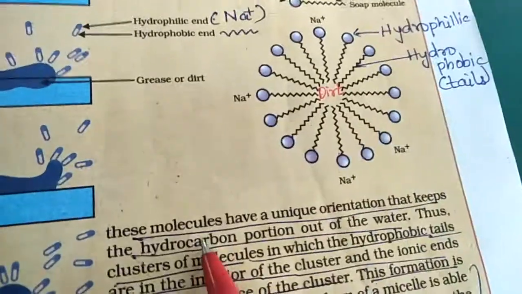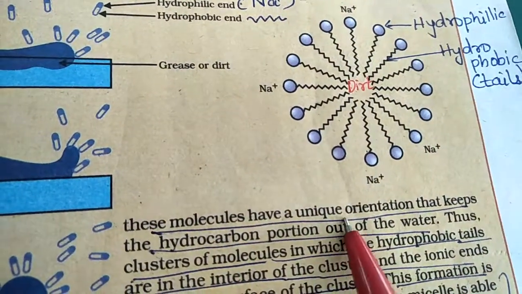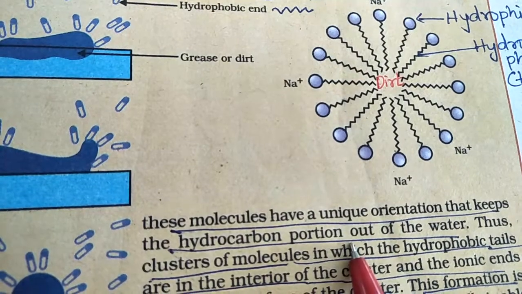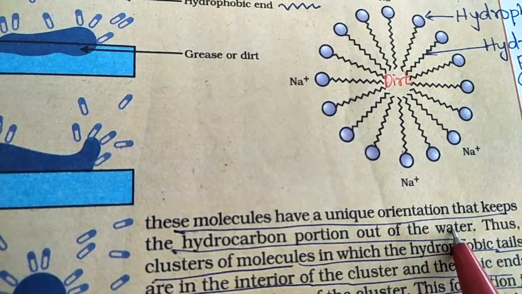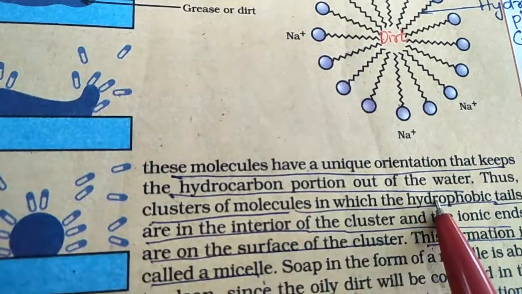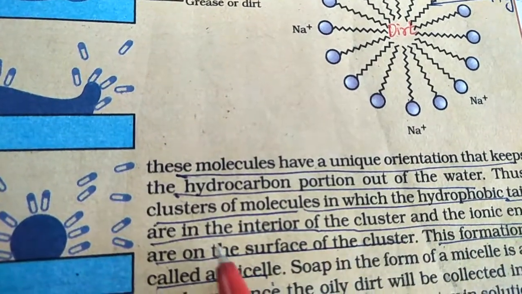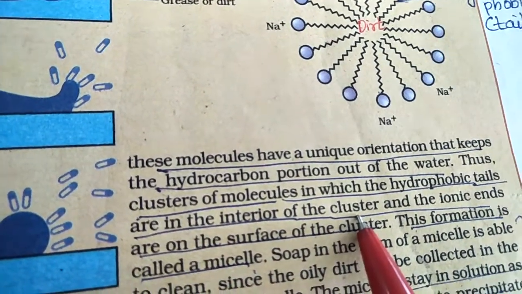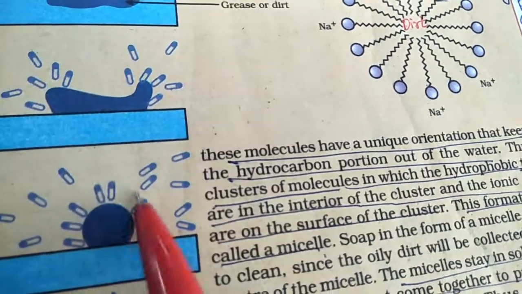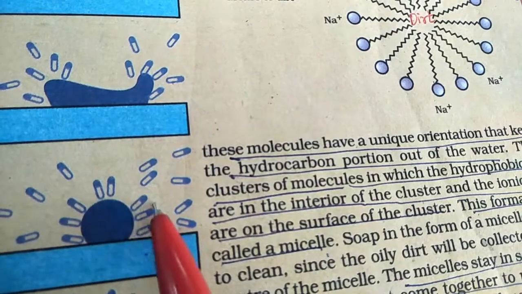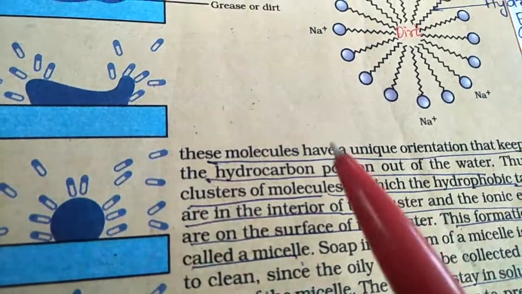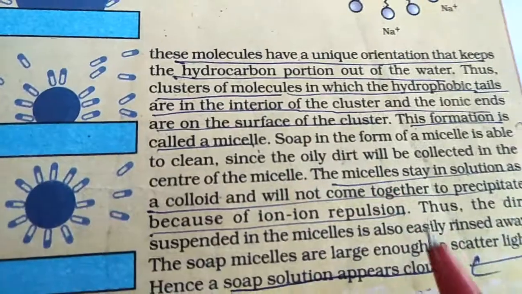This is how the stains and the oil are removed. The molecules have a unique orientation. The hydrocarbon portion is always out of the water, and thus the hydrophobic tails form a cluster, and the ionic ends are on the surface of the cluster. Can you see this cluster? These are the ionic ends, the shaded ones. They are always outside, facing the water.